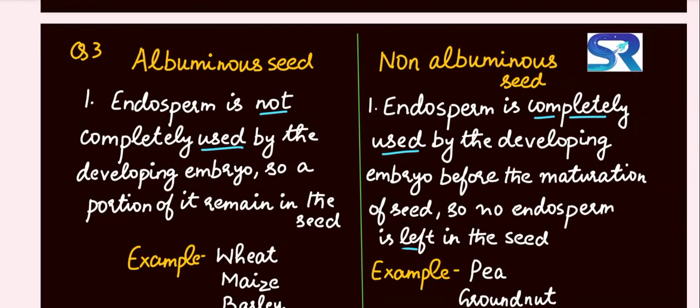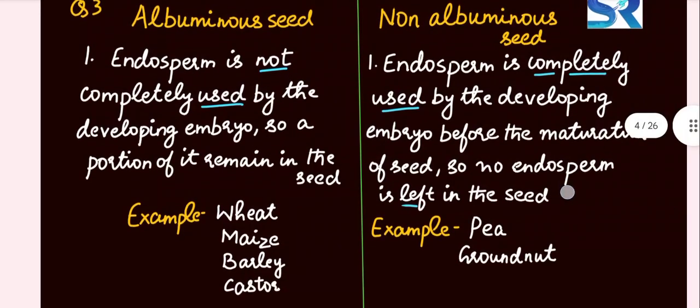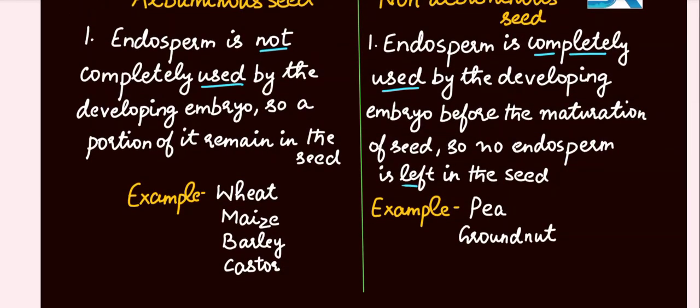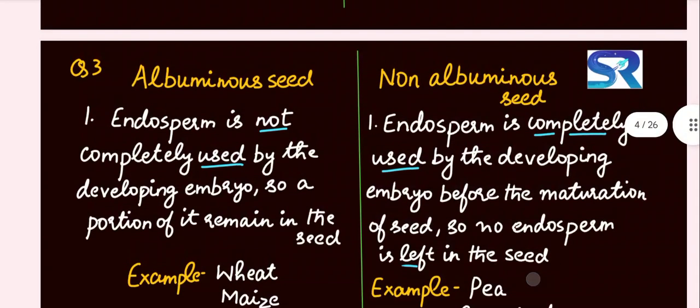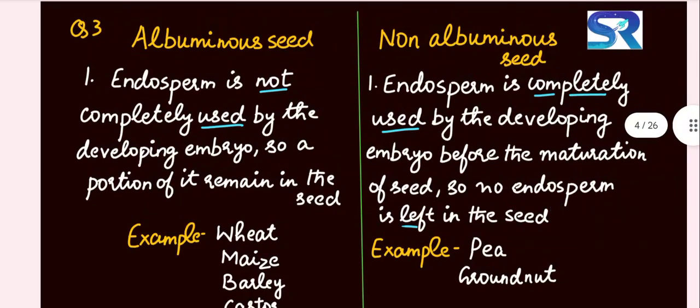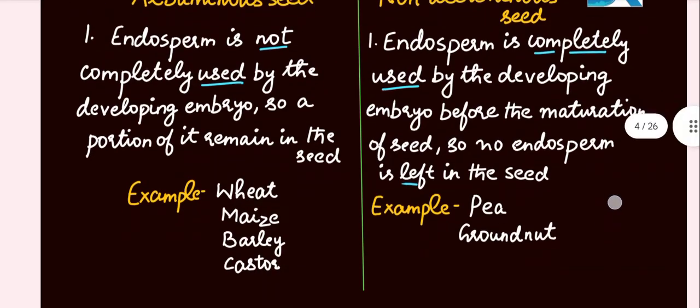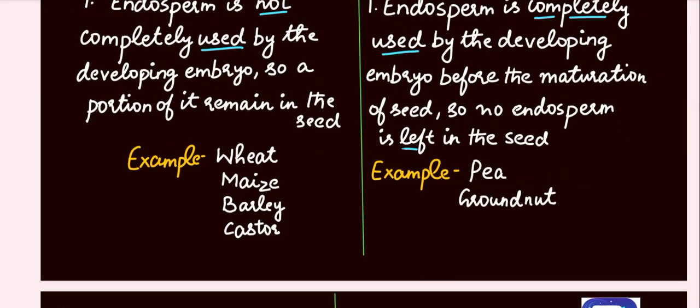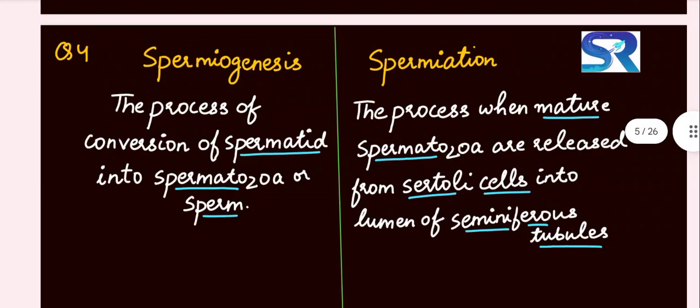Third question. Endosperm is not completely used by the developing embryo, so a portion of it remains in the seed. Example wheat, maize, barley, castor. Endosperm is completely used by the developing embryo before the maturation of seed, so no endosperm is left in the seed. Example pea, groundnut.